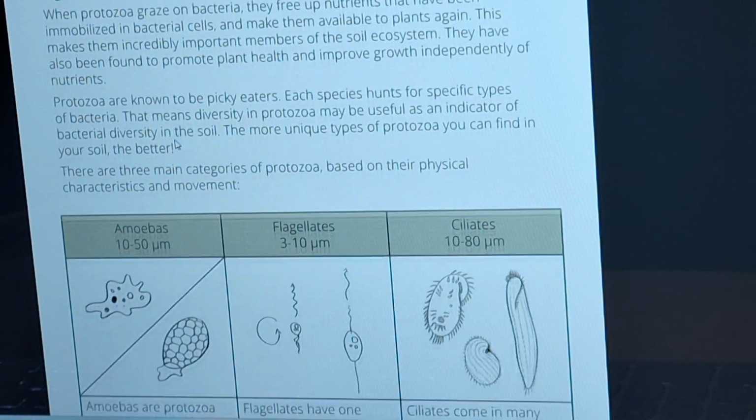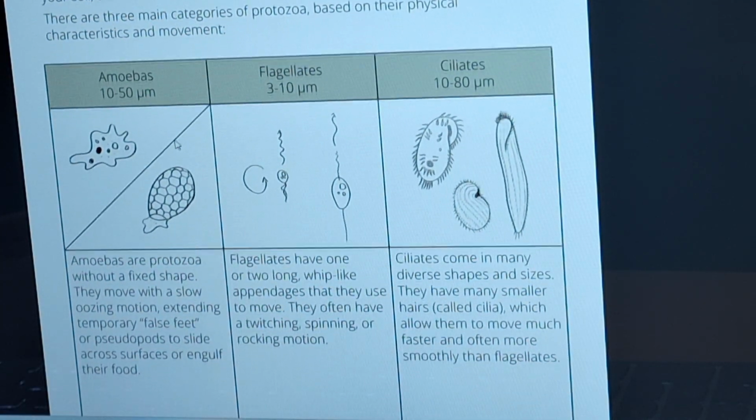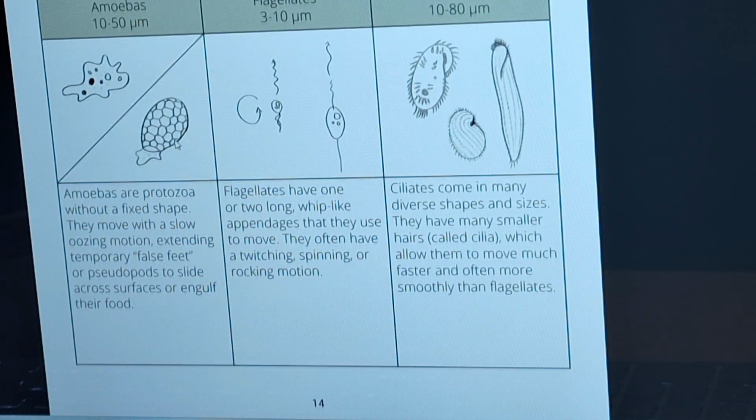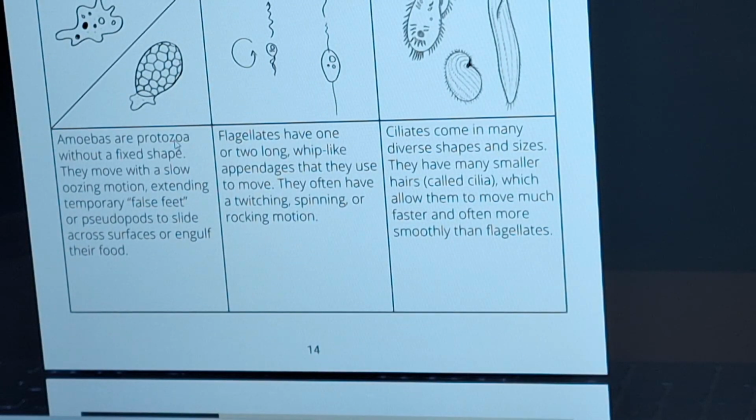Group 3 is going to be protozoa. The protozoa are going to feed on the fungi and the bacteria. So that's our next level up. There's going to be 3 types of protozoa we'll see. There'll be amoeba, flagellates, and ciliates.